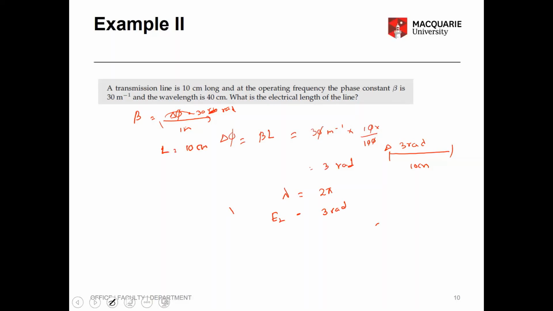Therefore, we can say that electrical length in terms of lambda equals 3 radians divided by 2 pi. Therefore, EL is 3 over 2 pi times lambda. So that's 0.477 lambda. So electrical length is about 0.477 lambda, or in terms of radians, it's 3 radians.